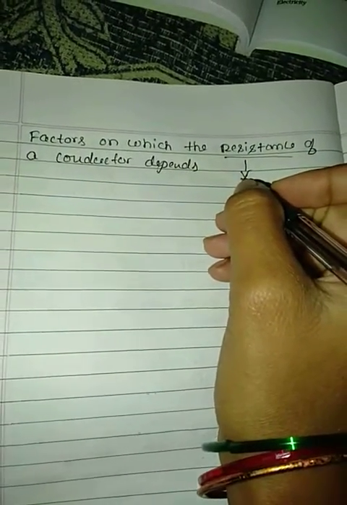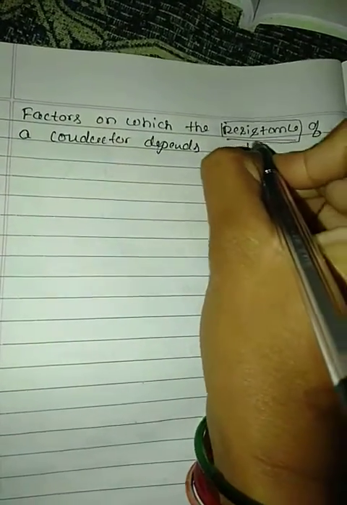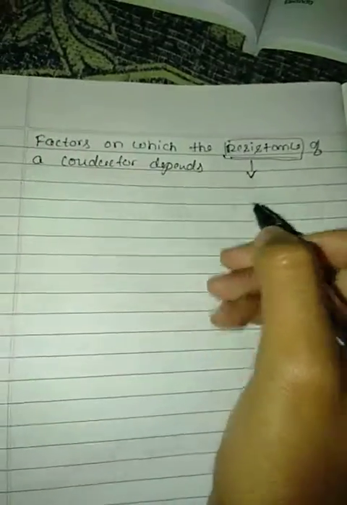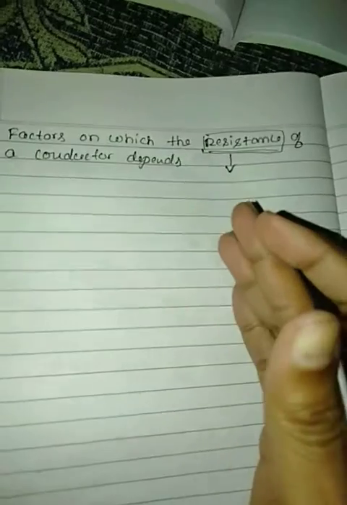We know, what is electric current? Electric current means flow of charges. So this flow of charges is opposed by this property. The property is called what? Resistance. Yes, it will resist or oppose. Oppose means restrict the flow of charges. Yes, that is called what?